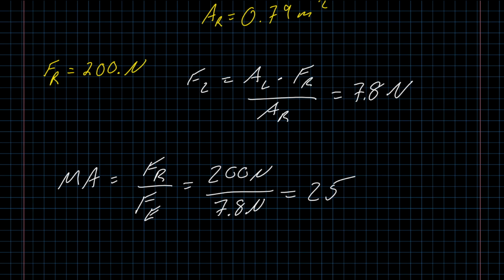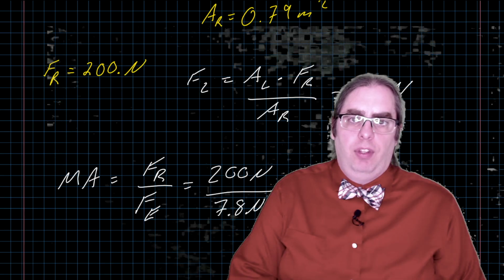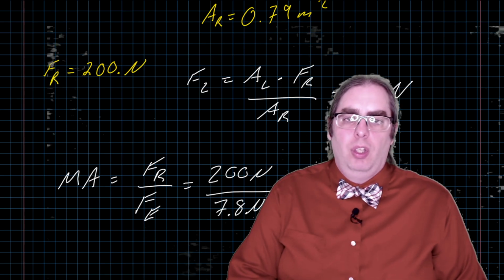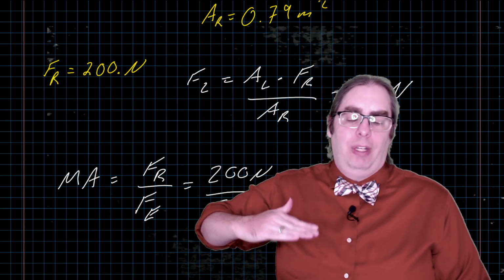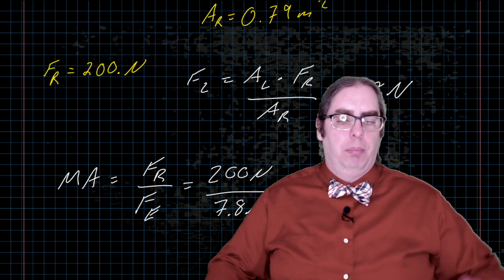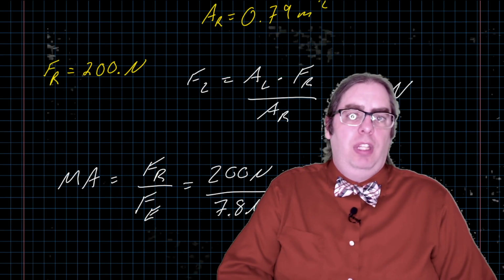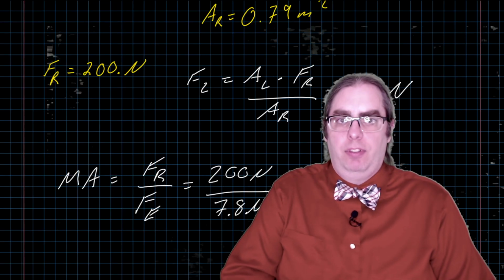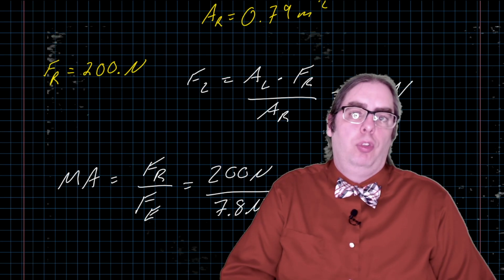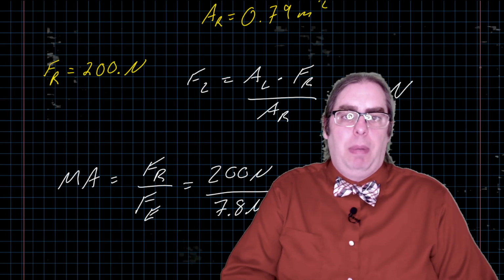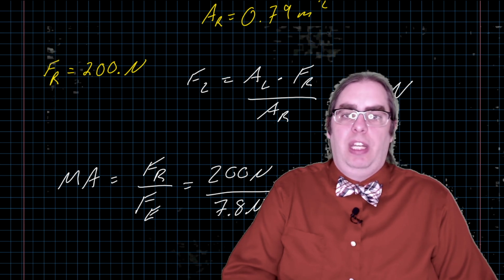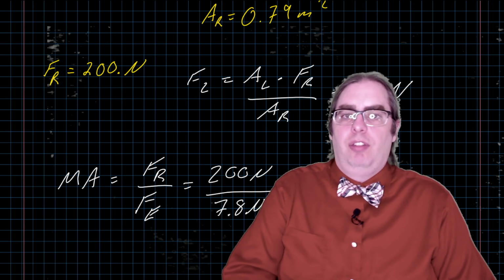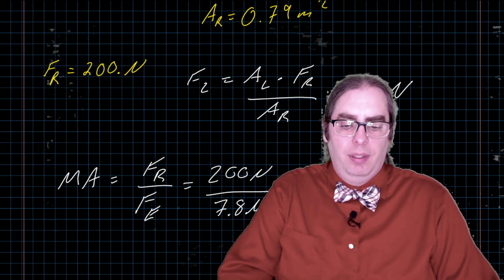Of course, that mechanical advantage also tells us the difference in distance. So we have to push down 25 times as far as we get pushing up. But this is the basic principle of a hydraulic lift. We can use a small amount of force to lift a very large thing by pushing the force on a much larger distance than the distance we're trying to lift something.